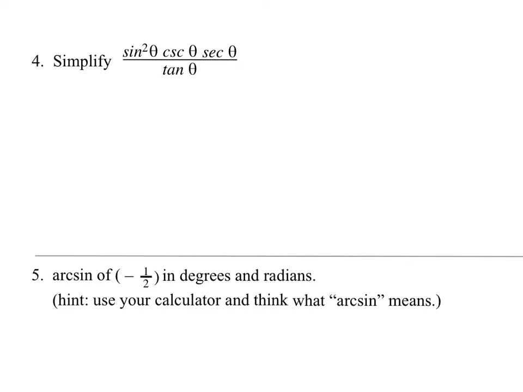As we've discussed in class, the idea behind simplifying all of this is to simply convert everything using the properties that we have into sine and cosine. So let's start with this one. We've got, well, in the numerator we have sine squared. No conversion there. Sine squared of theta.